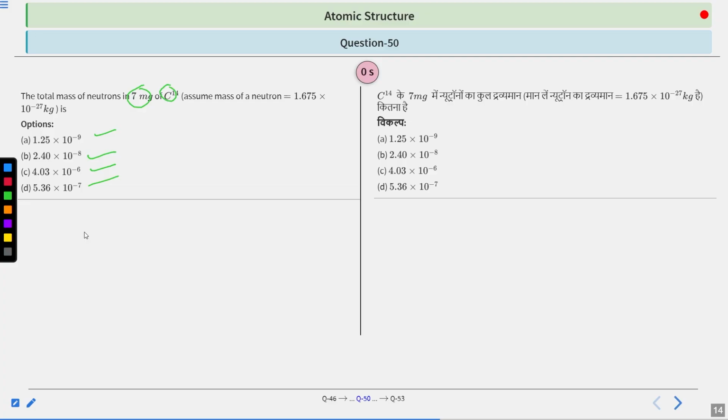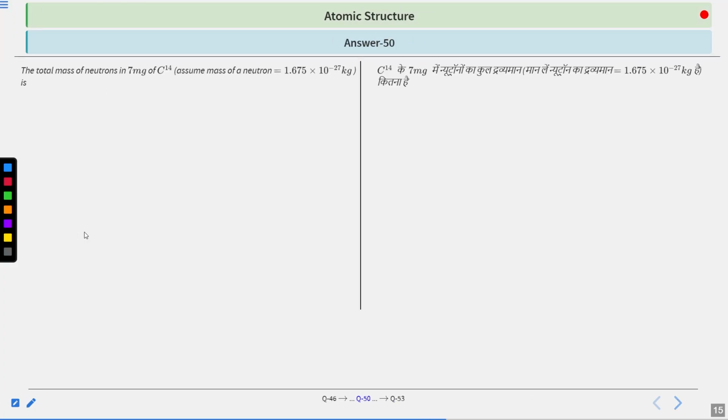Now let us see the solution. So first of all, what is the question? You have to find that if we are given a sample of 7 mg of C14 element, that is your carbon 14 element, then what is the mass that is due to neutrons, given that the mass of one neutron is 1.675 into 10 to the power minus 27 kg. So the correct answer is C, which is 4.03 into 10 to the power minus 6.